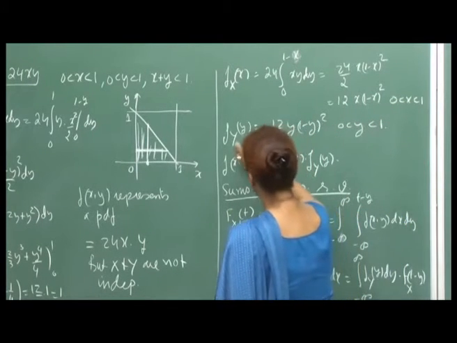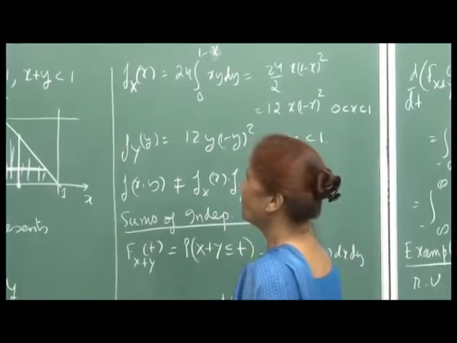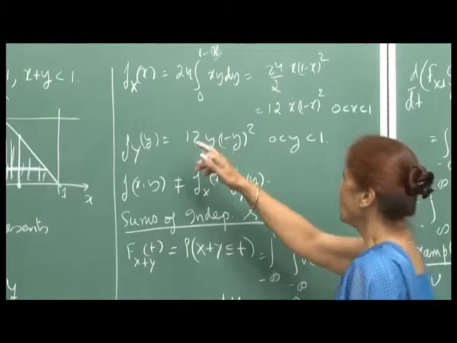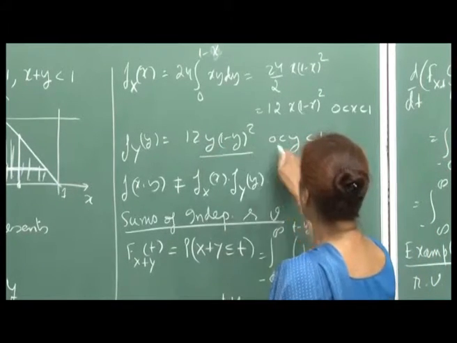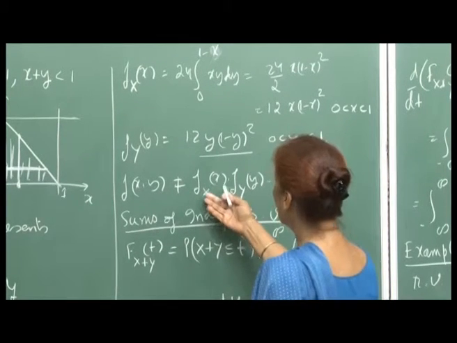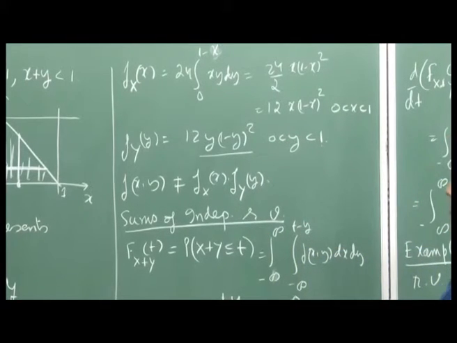Similarly, the marginal of y is the same integral, because the function is symmetric with respect to x and y both, and the limits are also. So, therefore, this will be this, and y between 0 and 1. So, you see that f(x,y) is not equal to the product of the marginals. Therefore, the two random variables are not independent.